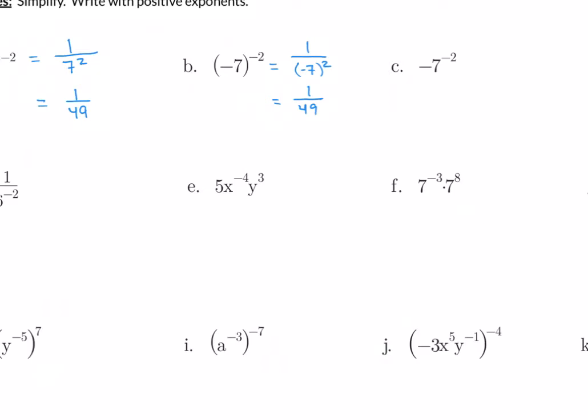Now for example C, again, remember that this negative is not inside the parentheses. So this is actually equal to negative 1 over 7 squared, or negative 1 over 49. Note that it's going to stay negative, just like I said on the last slide.